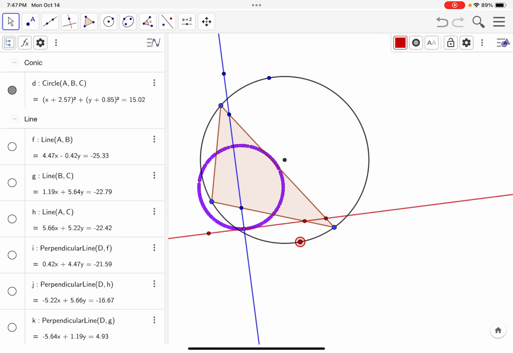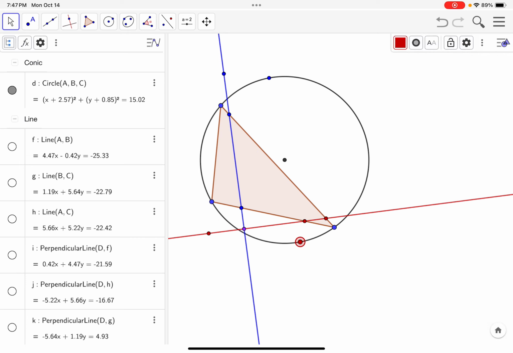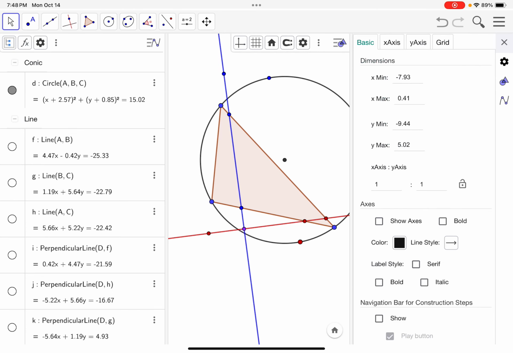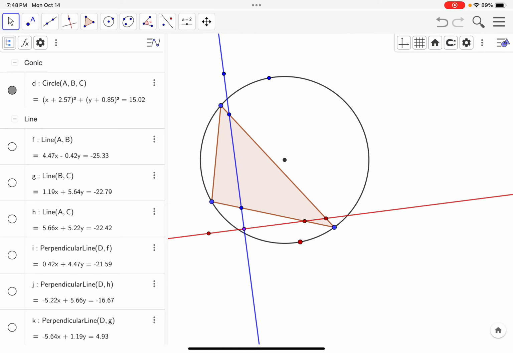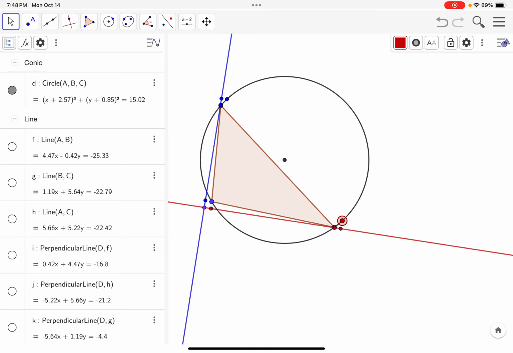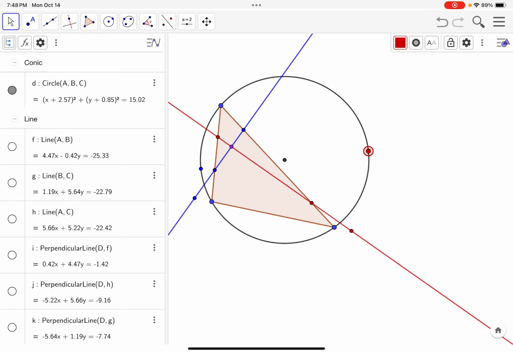Even neater than trace, though, in my opinion. I'll go ahead and refresh views here quickly. So here's our purple point. I'm going to turn the trace off, hide the object properties. And so now I'm back to just the picture untraced. But anytime a point is restricted or controlled by another point, you can look at the locus of all the points that it's going to construct.